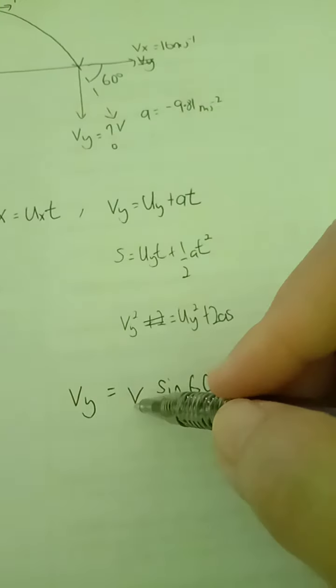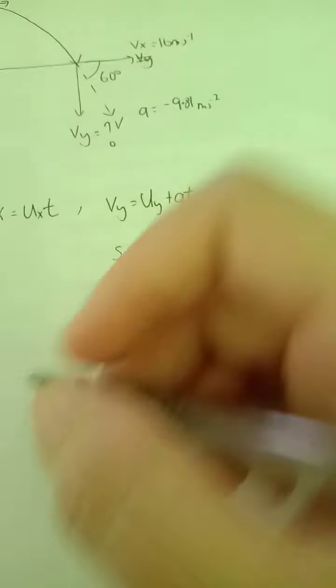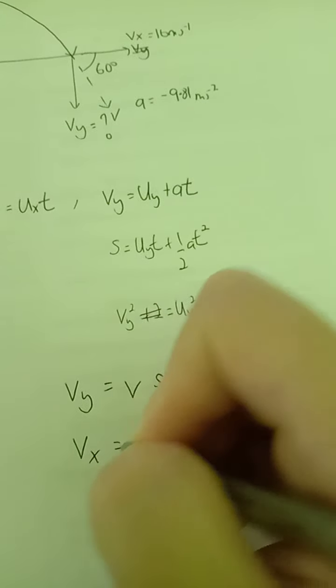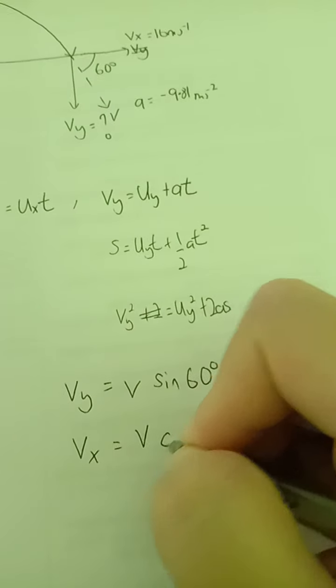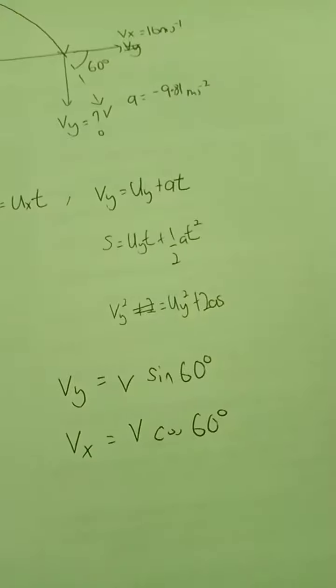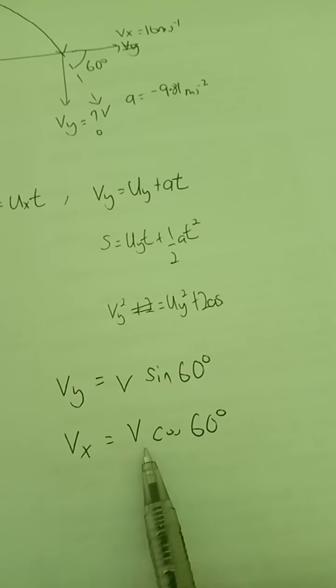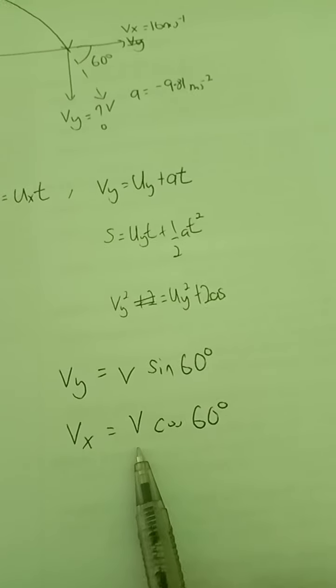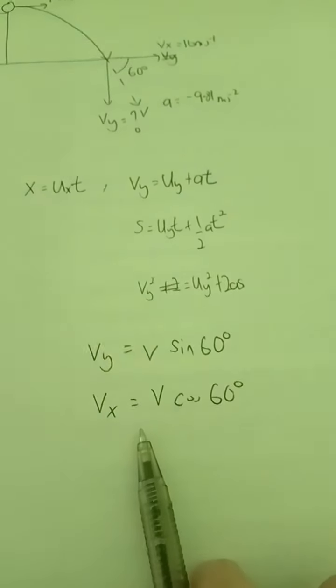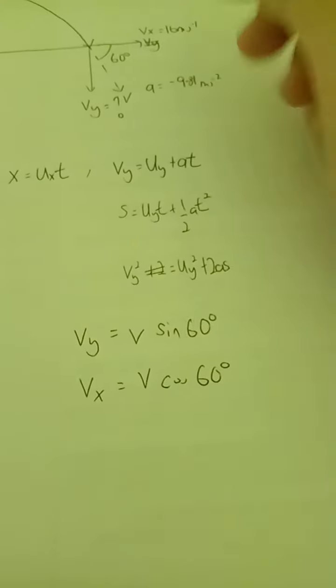Then I still don't have my V. Never mind, we do another one. Vx is V cos 60 degrees. Yes, I have my Vx, and I can find my V here. Vx is 16.